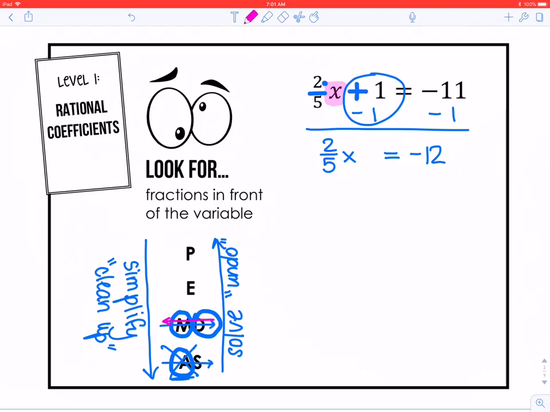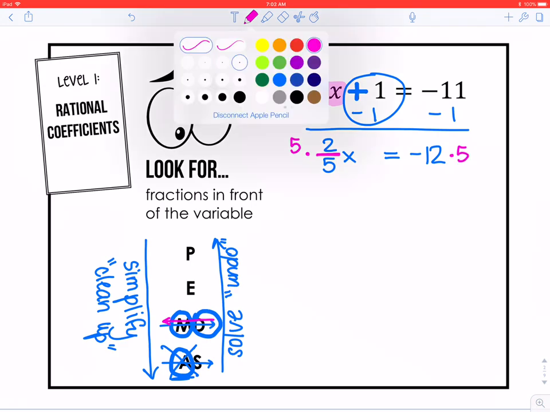So looking at my fraction bar, I know that is the operation of division. So dividing by 5, I'll undo that by using its inverse, multiply. So I'll multiply by 5. Anything you do to one side, you must do to the other.